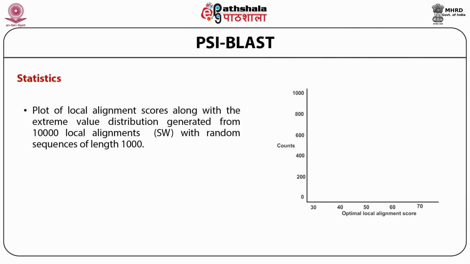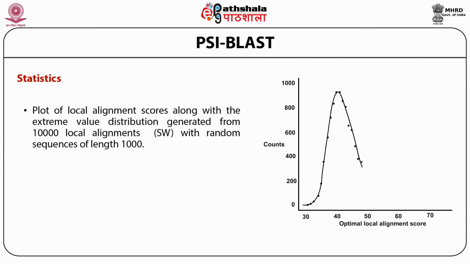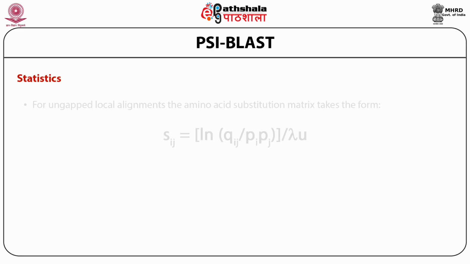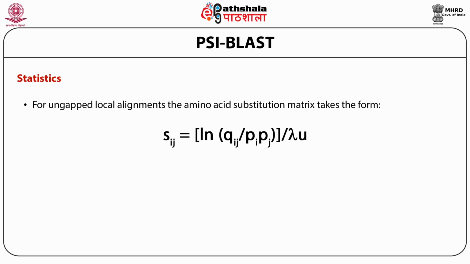So if I plot this, the extreme value distribution looks like a Gaussian kind of distribution, but the tail is a little bit heavy. That's about the differences. Now for ungapped local alignments, I can define an amino acid substitution matrix, which is the log odds score, where q_ij is the substitution probability of amino acid i to amino acid j, and p_i and p_j are the corresponding background frequencies. Now this, for normalization, is divided by the lambda parameter.